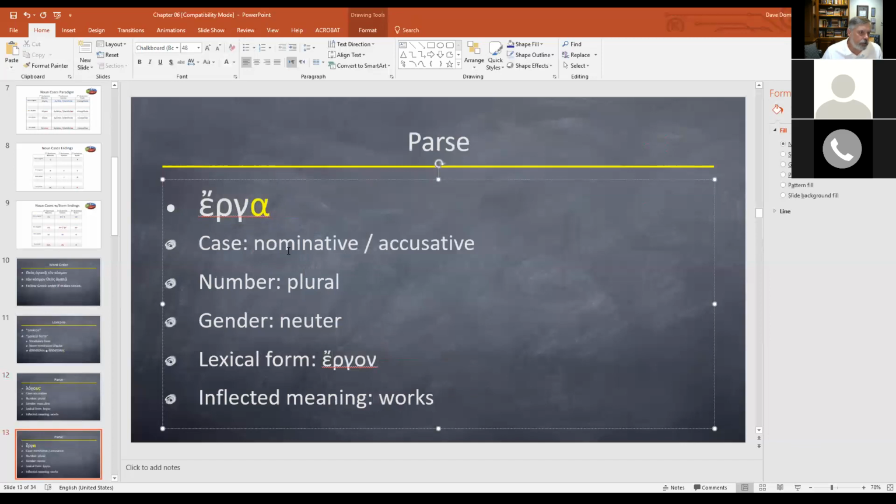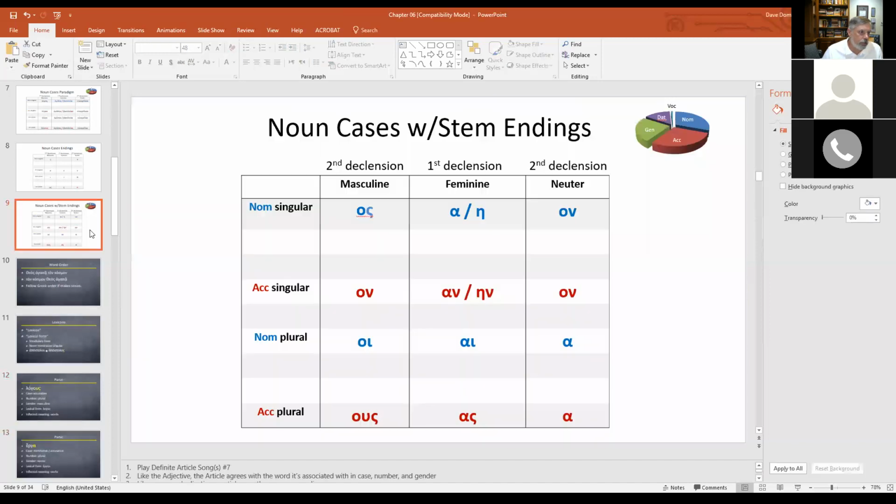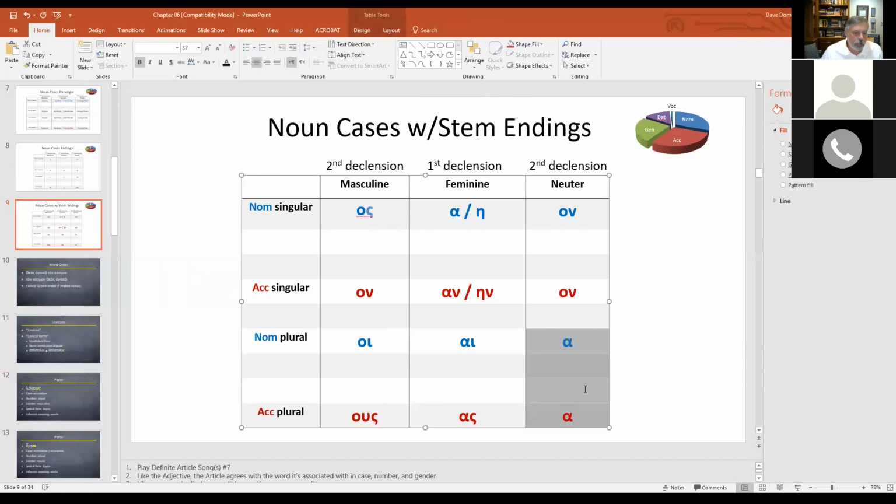Now, in this case, it can be used as either the nominative case or the accusative case. If I go back to here, I can see that here's my nominative plural and accusative plural. Just like we saw in our noun rules, almost all neuter words end in alpha in the nominative and the accusative plural, as well as noun rule 2: every neuter word has the same form in the nominative and the accusative. So ergon could be either nominative or accusative in the singular, and erga can be nominative or accusative in the plural.